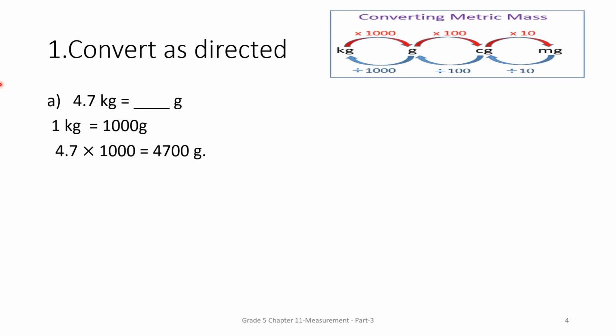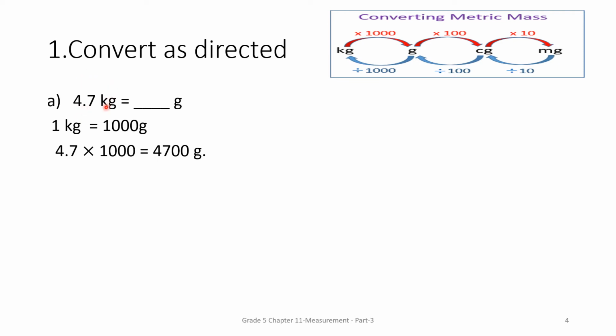So we'll start with our first question, convert as directed. In the first question we have 4.7 kg equal to how many grams? Here scholars, we have to convert kg to gram, that is from a bigger unit to a smaller unit. So what do we need to do? We need to multiply. And just now we have seen that 1 kg is equal to 1000 grams. So how much will be 4.7 kg?